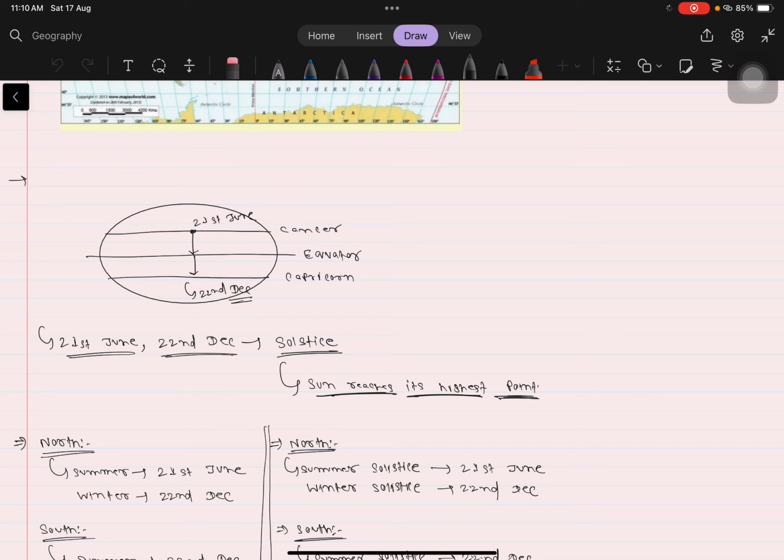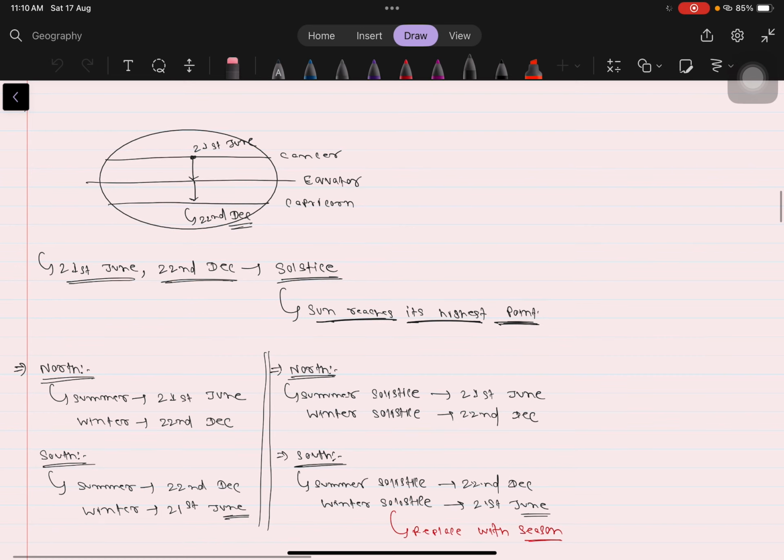Now the dates 21st June and 22nd December are called solstice, that is when the sun reaches its highest point. Coming to the northern hemisphere, the summer solstice will be on 21st June and the winter solstice will be on 22nd December. And in the southern hemisphere, the winter solstice will be on 21st June and the summer solstice will be on 22nd December.